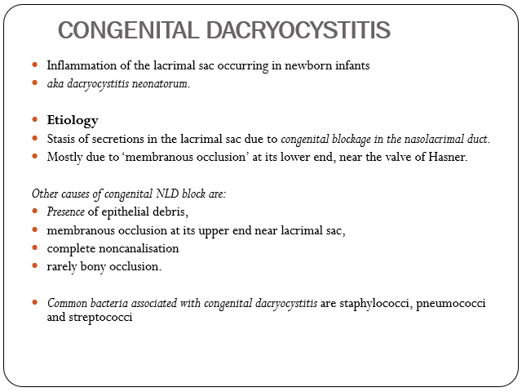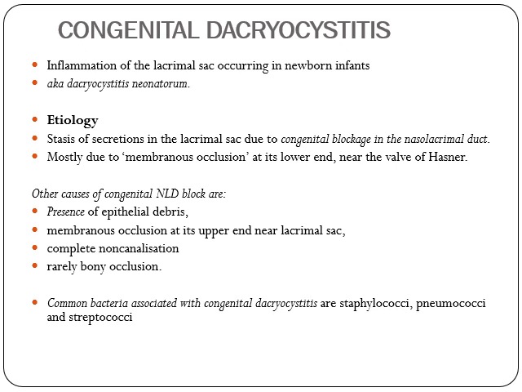So the causes: it can be mainly due to stasis of secretions in the lacrimal sac, which is due to congenital blockage in the nasolacrimal duct, or it can be due to membranous occlusion in its lower end near the valve of Hasner. Other causes of nasolacrimal duct blockage are presence of epithelial debris, membranous occlusion in its upper end near the lacrimal sac, or complete non-canalization, or rarely it can be due to bony occlusion.